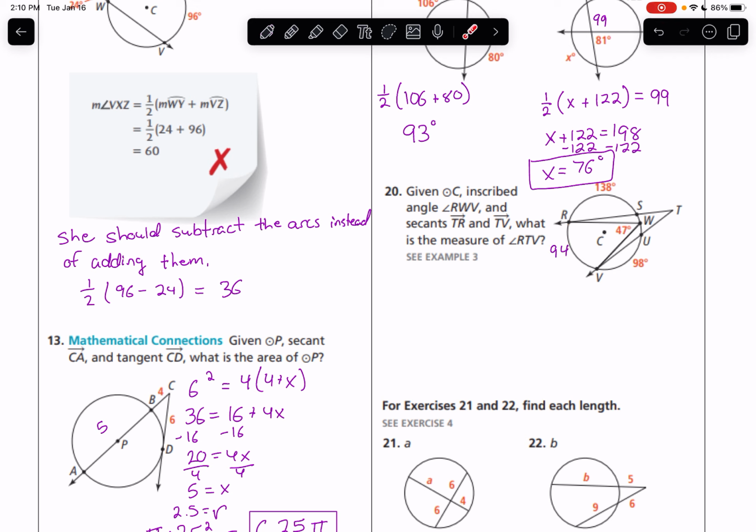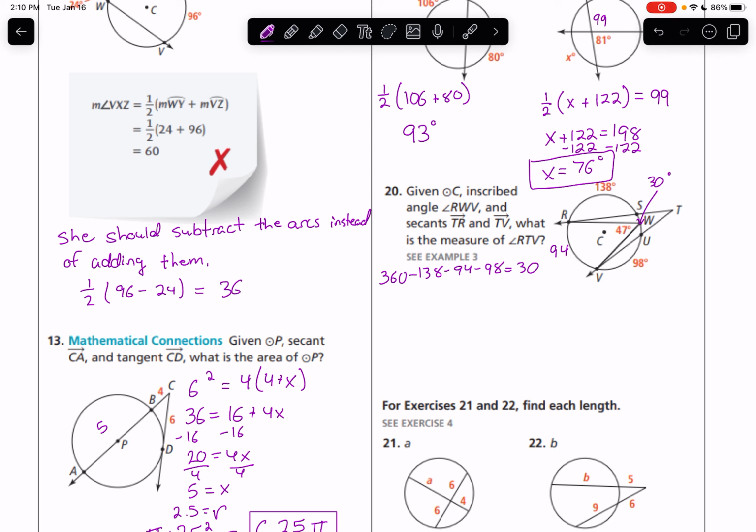And that gives us 3 arcs of the circle. The only arc we don't have is SU. So we're going to do 360 minus the rest of the degree measures in the circle. So 360 minus 138 minus 94 minus 98. That's going to give us 30. So the arc from S to U is 30 degrees.